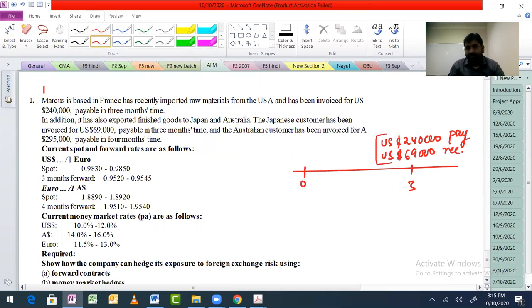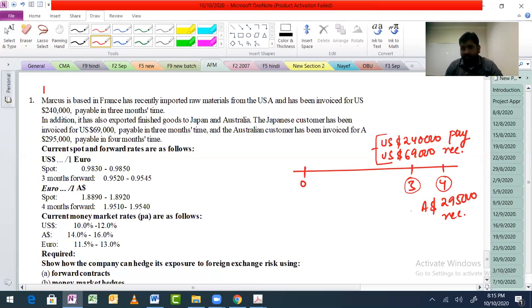As far as the US dollar is concerned, net is how much? And then the Australian customer is invoiced in Australian dollars, payable in 4 months time. So this guy will pay, and you will receive Australian dollar 295 in 4 months time. So what is happening in 3 months time and what is happening in 4 months time, these are the two things that you have to see and understand and do the maths with.